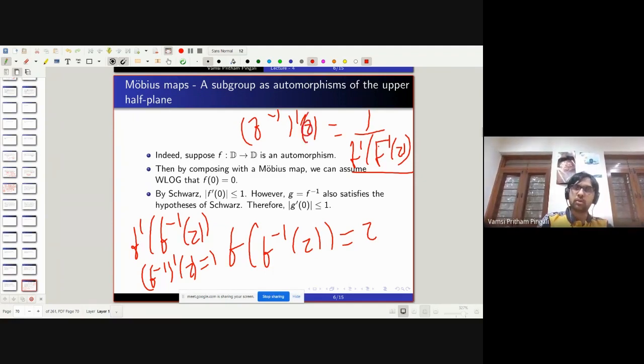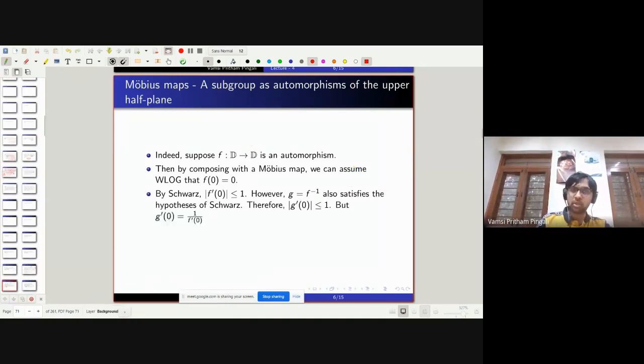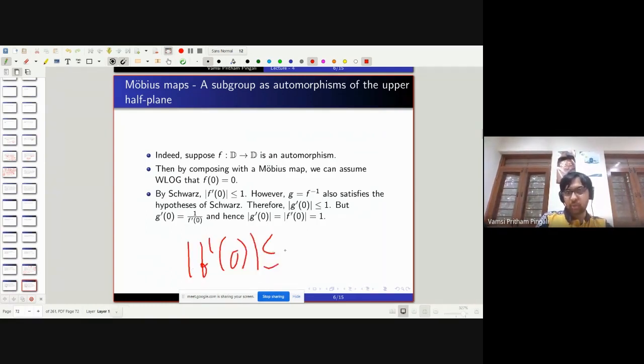So suppose I substitute 0 here, I'll get this. But f inverse of 0 is also 0. So this is 1 by f prime of 0, which means g prime 0 is 1 by f prime 0, but that's a contradiction. Why? Because mod f prime 0 is less than or equal to 1, which means 1 by mod f prime 0 is larger than or equal to 1. But this is mod of g prime 0, and this better be less than or equal to 1. So the only possibility is if this is equal to 1.